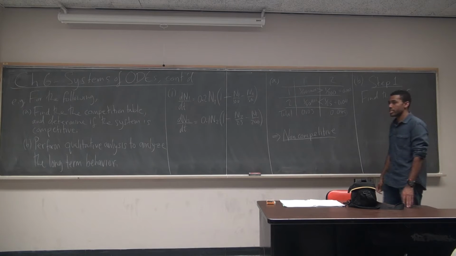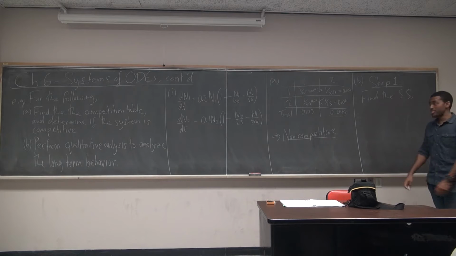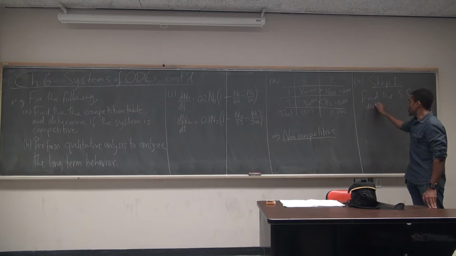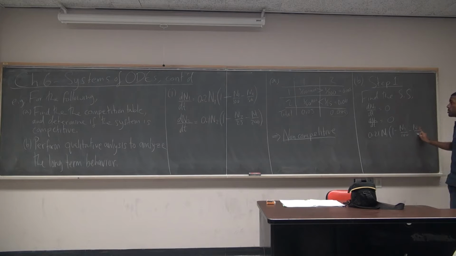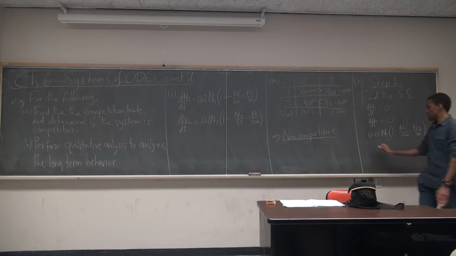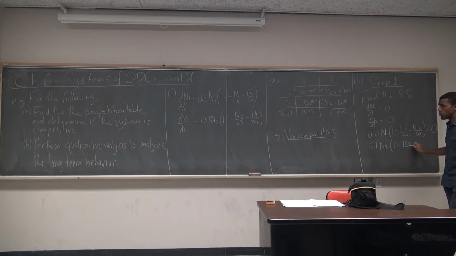Remember how we find steady states? Make the derivative equal to 0. But now we have 2 derivatives equal to 0. So I need dN1/dt equals 0, and at the same time dN2/dt equals 0. Therefore 0.2 N1 times (1 minus N1 over 100 minus N2 over 50) equals 0, and 0.1 N2 times (1 minus N2 over 25 minus N1 over 200) equals 0. Remember these are your equations: this is equation 1, this is equation 2.